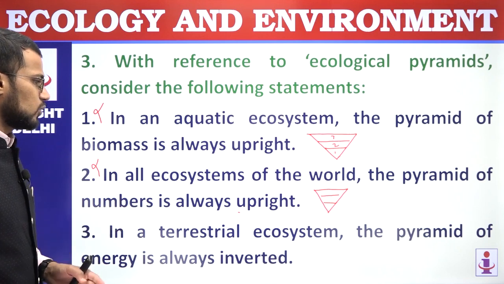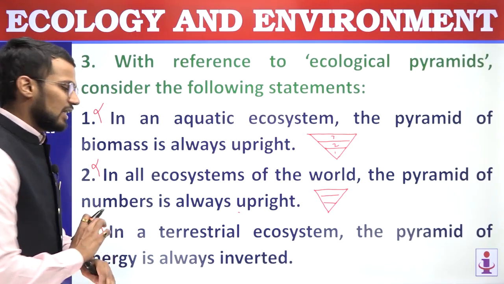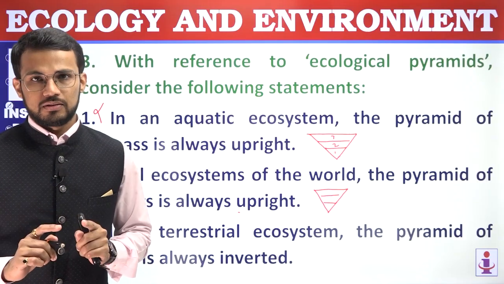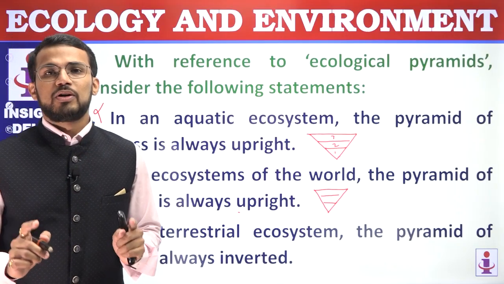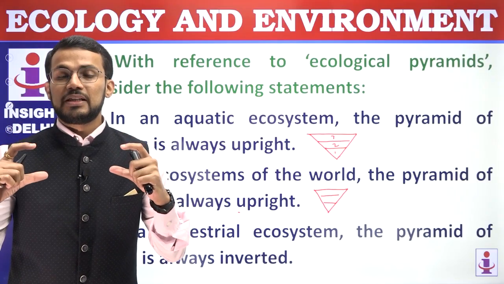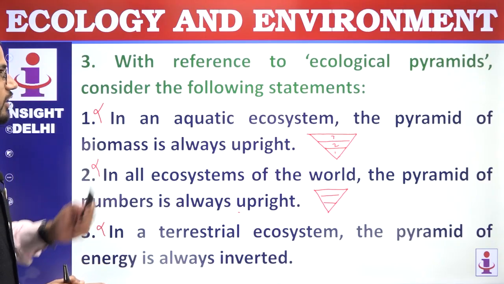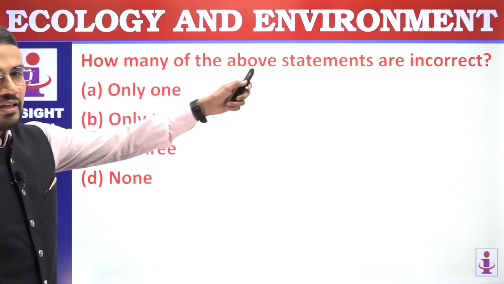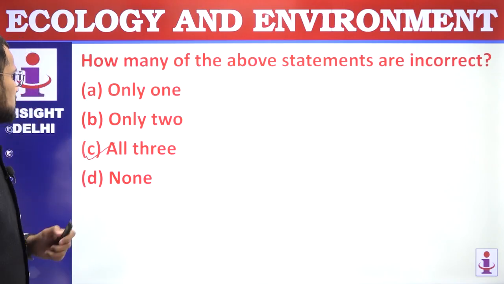Third, in a terrestrial ecosystem, the pyramid of energy is always inverted. Incorrect statement again. Be it any ecosystem, pyramid of energy will always be upright. Be it terrestrial ecosystem, aquatic ecosystem, any ecosystem, pyramid of energy will always be upright, because the most amount of energy will always be there with producers. Fine. So all these three statements are incorrect statements regarding ecological pyramid. We are supposed to find out how many statements are incorrect. So all are incorrect, and that's why answer is C, all three. Question number 3, answer is C.